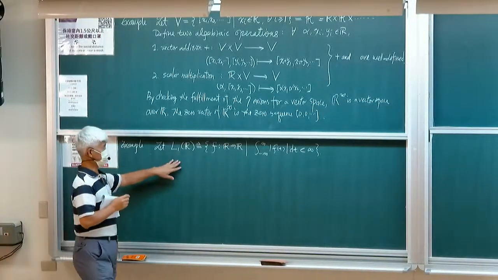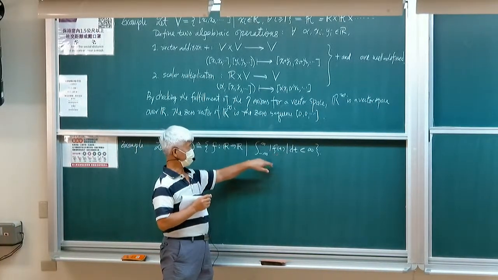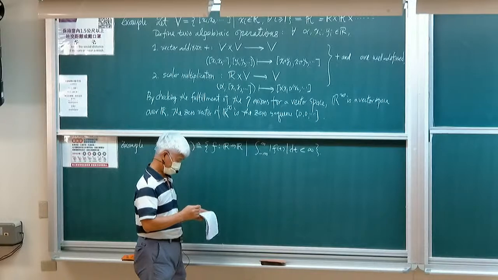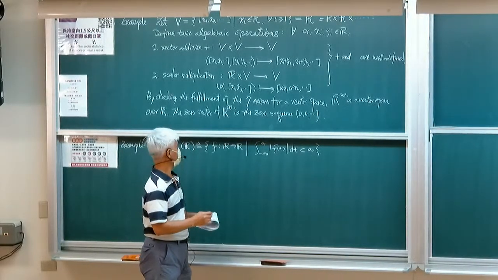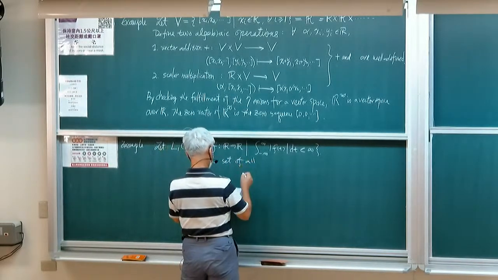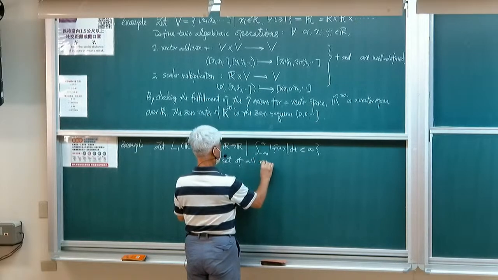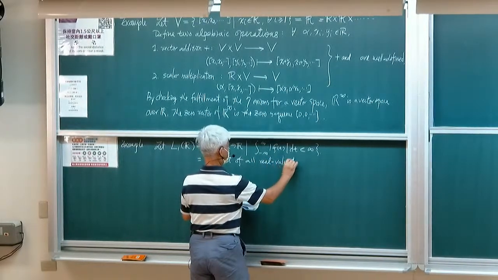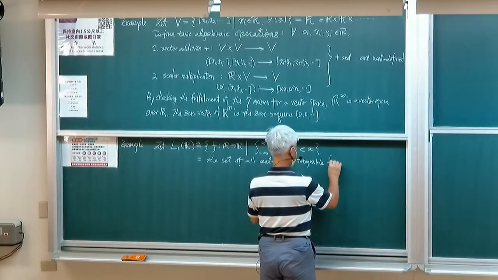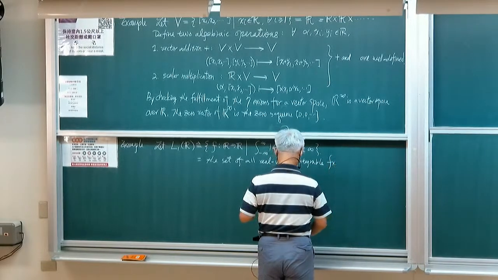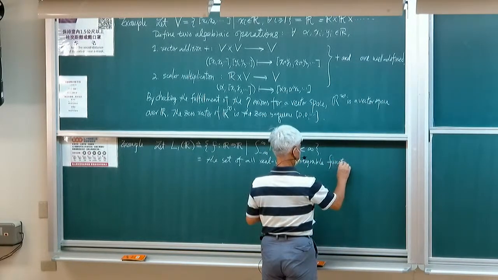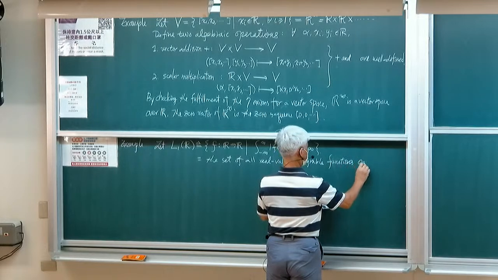So the integrand is the absolute value of f(t), integrated from minus infinity to infinity. Okay, so this is the set of all real valued integrable functions on R.